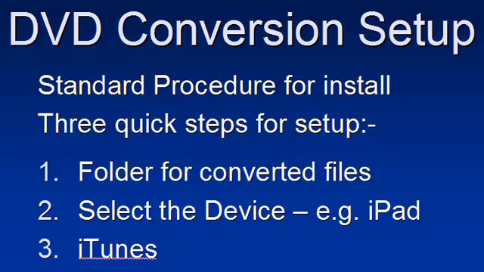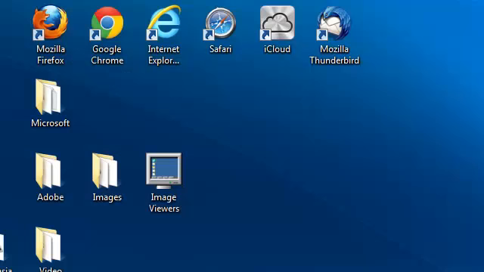After downloading and installing the software, which is a standard procedure, there's a step-by-step guide as to how to do that. There's 3 quick steps for setup. This is a one-off thing, we only have to do this once. We create a folder for the converted files. We select the type of device we're going to convert the files to. In this case it's an iPad, and we set up iTunes.